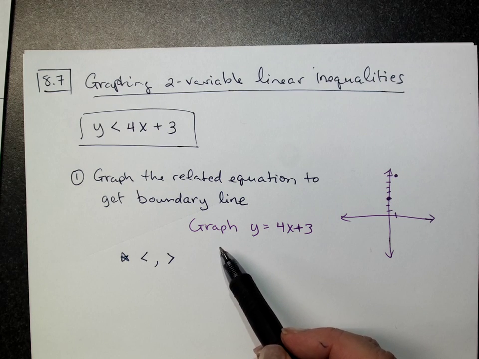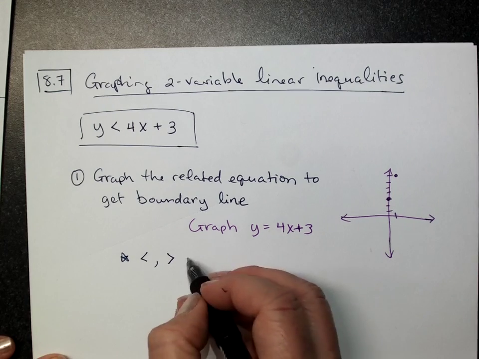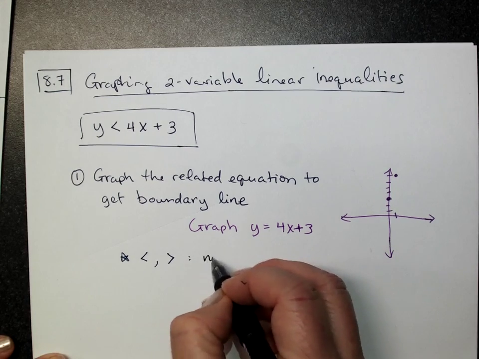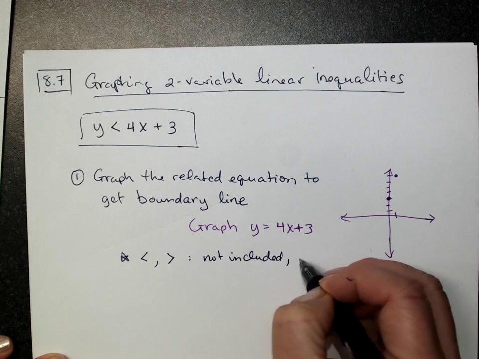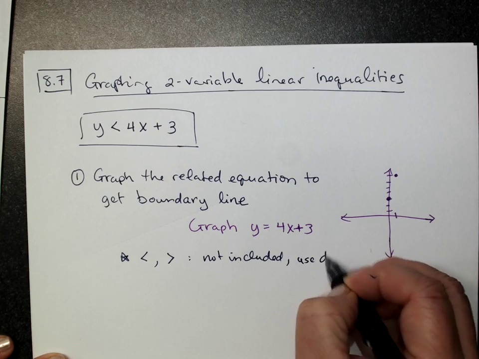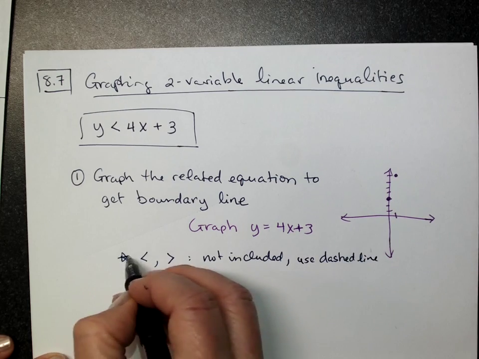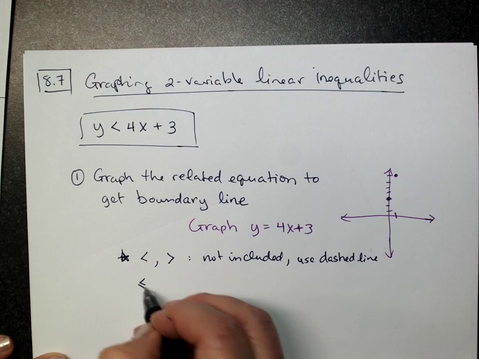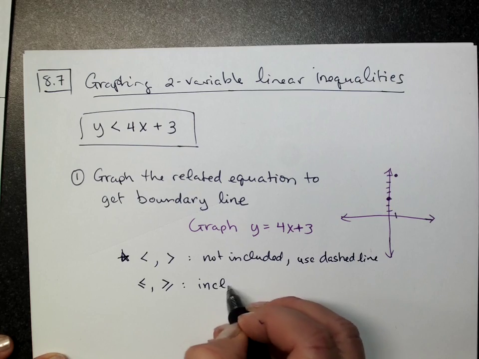Is your boundary included when it's less than or greater than? No, it's not included. So this means not included, so therefore use a dashed line. But if you have less than or equal to or greater than or equal to, then your boundary line is included.